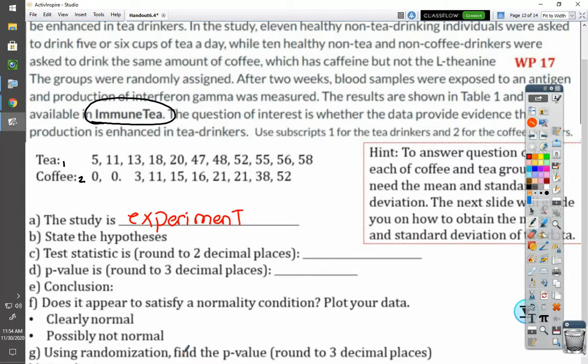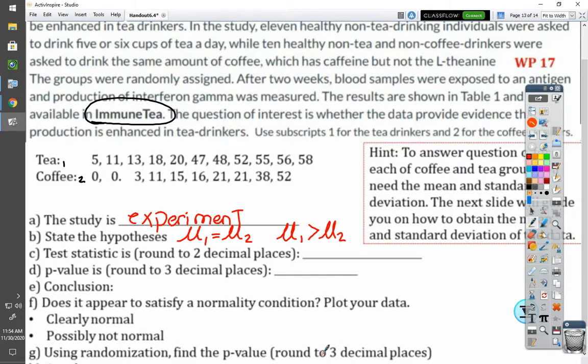State the hypotheses. Well, this hypothesis, remember, always talks about the population. We want to know if the subset 1, the tea drinkers, are the same as subset 2, the coffee drinkers. What's the alternative to that? Well, the alternative is that the first set produces more interferon gamma than the second set.